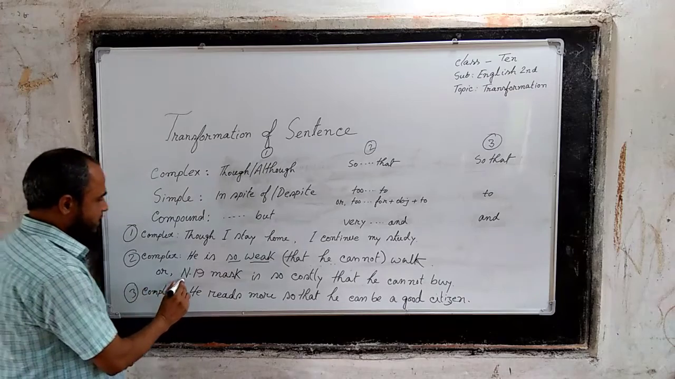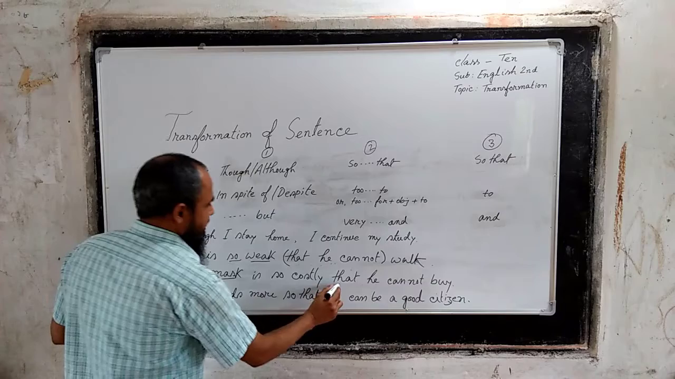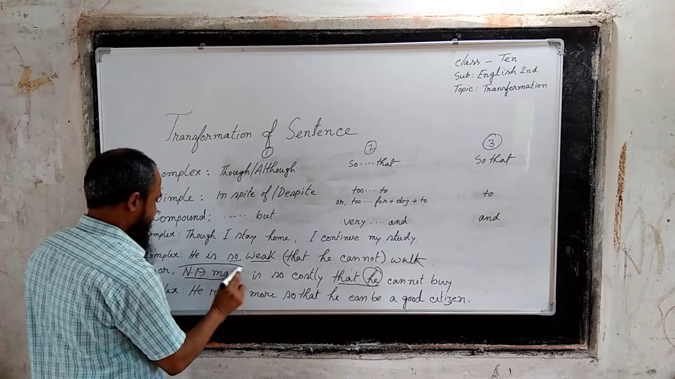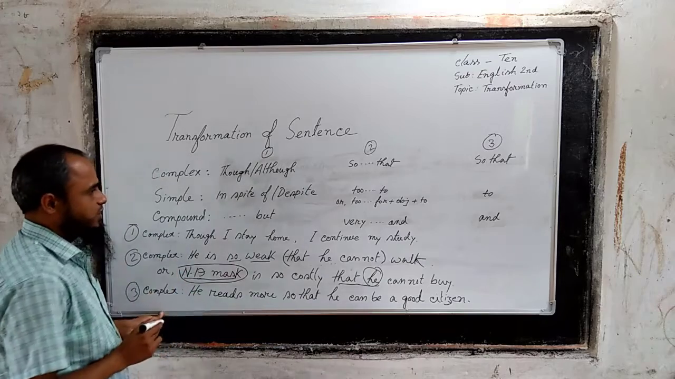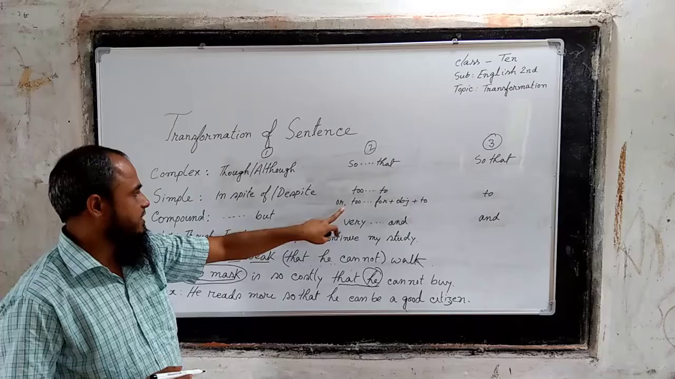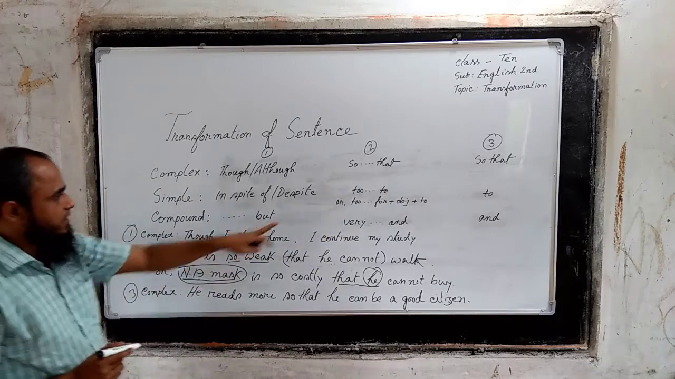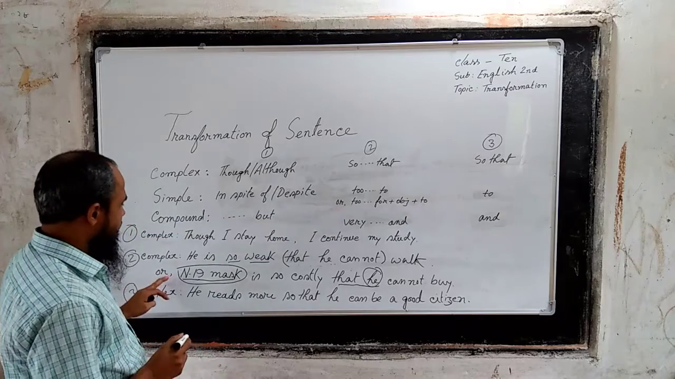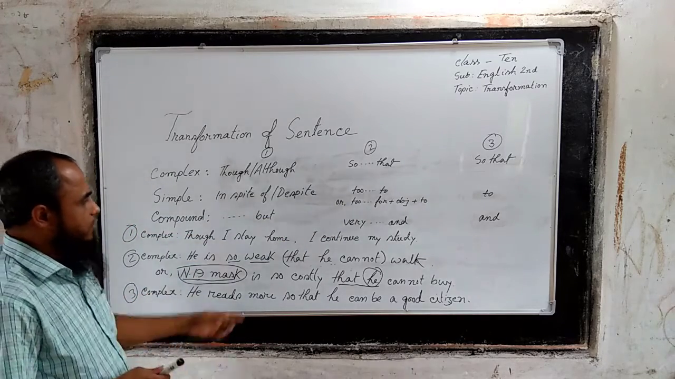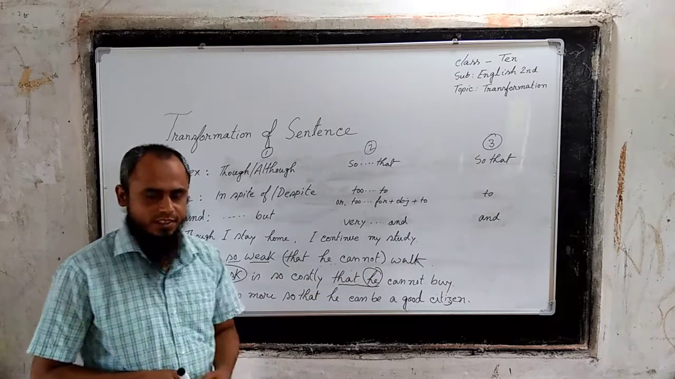And the subject is different. Suppose, N19 must, that, he. The subject is different. If the subject is different, then you have to follow this structure. That means here I have written a structure using for, and here there is also for. So this for structure you will follow here. That means: N19 is too costly for him to buy.